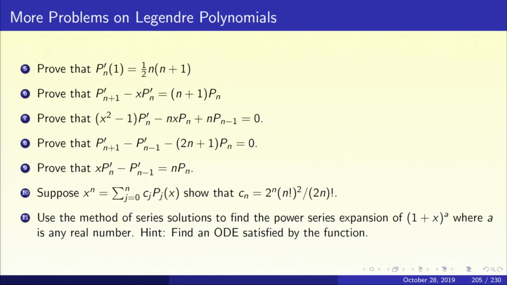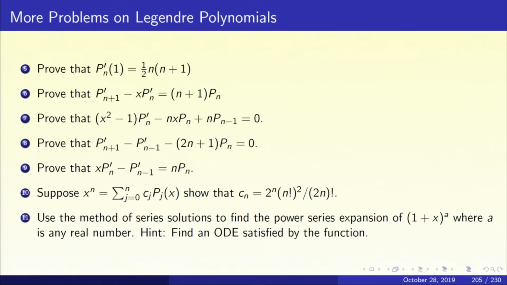The third formula can also be derived using the Rodrigues formula. And try out these things. Look at the 10th exercise. Suppose x to the power n equals summation j from 0 to n of cj Pj of x, then find cj, and find cn in particular. How do you do this problem?